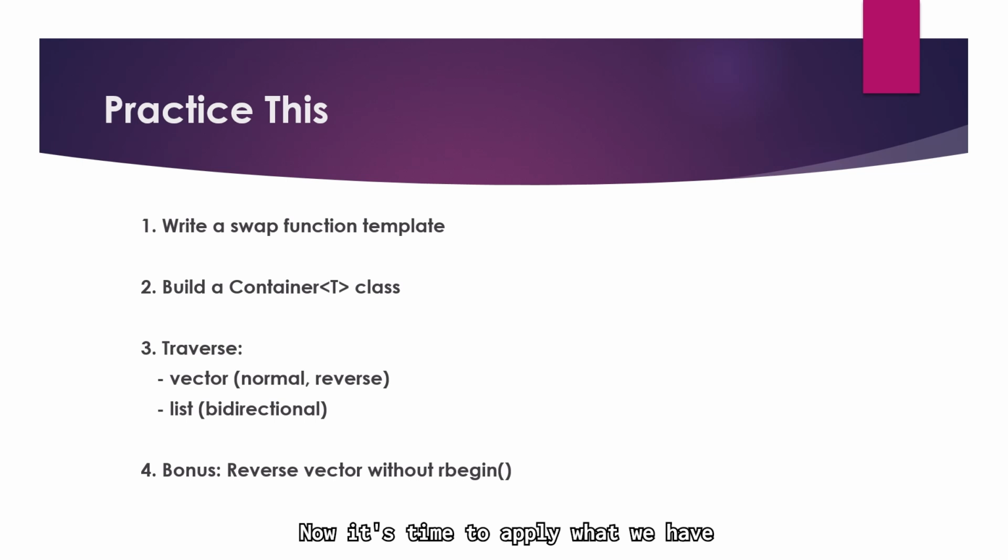Now it's time to apply what we have learned. Try writing a swap function using templates. This will help reinforce the concept of function templates. Next, create a templated class called Container<T> that can store and return any type of value. Practice iterating through a vector and a list using both standard and reverse iterators. And here's a challenge. Reverse a vector without using STL's rbegin or std::reverse. This will test your understanding of both iterators and indexing.